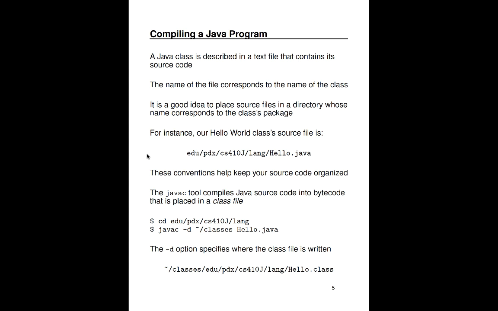Furthermore, the directory for that source file corresponds to the package that the class is in. So as you may recall, our hello class was declared in a package called edu.pdx.cs410j.lang. Well, the directory structure for the hello.java also corresponds to the package. So you'll have an edu directory, underneath that a pdx directory, a cs410j directory underneath that, finally a lang directory, and that's where your hello.java file resides.